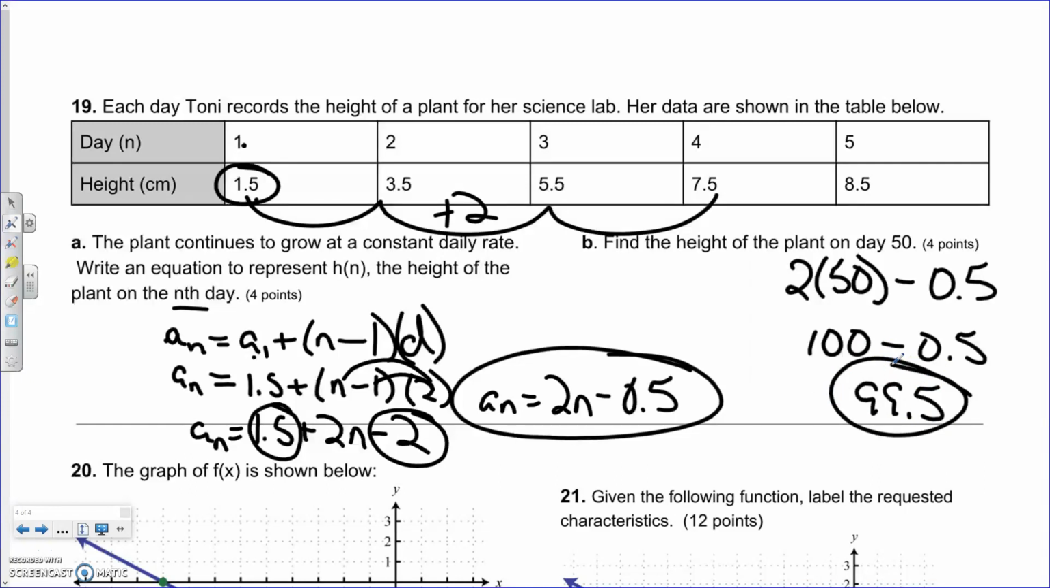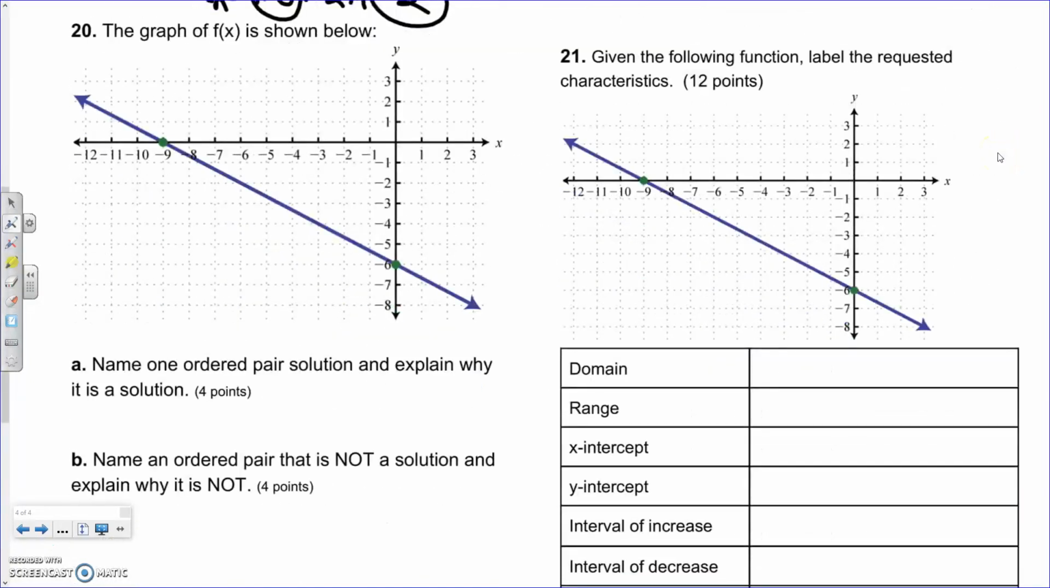But yes, 99.5. That's going to be our answer for part B. So just make sure you know how to work that problem in case it comes up, because it will be on your test. I guarantee it. Very similar to that anyway. So know how to set up the formula.